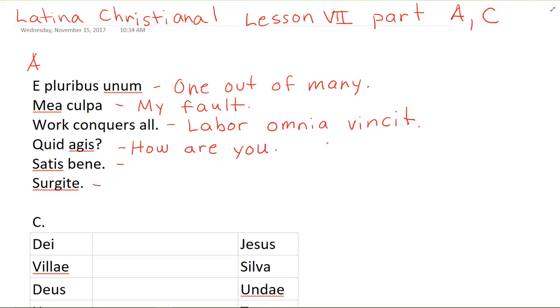Quid agis, how are you? And we have satis bene, and that means pretty well. Bene means good, so pretty good. And surgite, we all know that means stand. We use that one in class. All right, stand up, everybody stand. Now let's go down to part C.